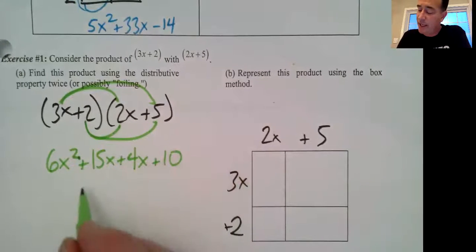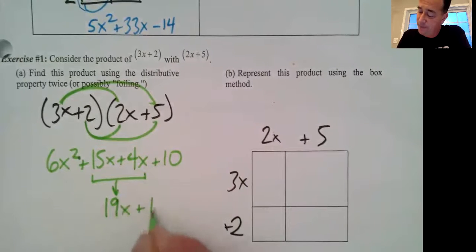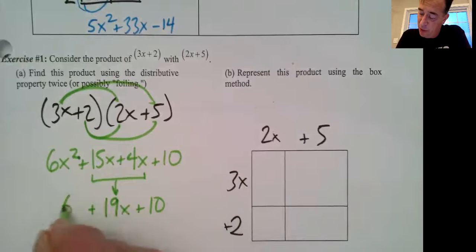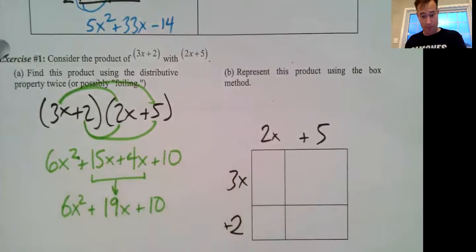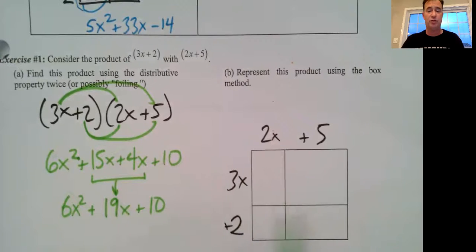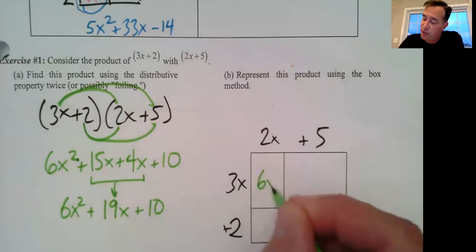When we look to combine like terms, those are our two like terms. 15x plus 4x is 19x. And we just bring the other ones down because, as we know, we have to know where everything came from when we're doing this in math. Did a pretty good job there. I'm going to do the same work over here. I just want to show how it fits into the box. This one is 3x times 2x or 6x squared.